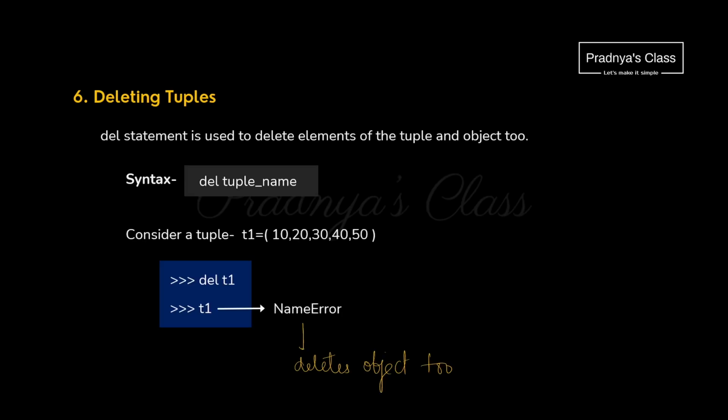Individual element we cannot delete as tuple is immutable, but to delete a complete tuple we can use this del statement. This del statement also works on the list. Hope you remember it. We have to provide the tuple name after del. We have already discussed in case of list that del will delete the elements. Along with that, it will delete this object too.